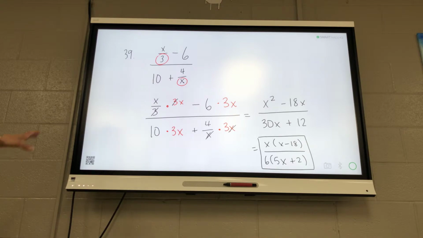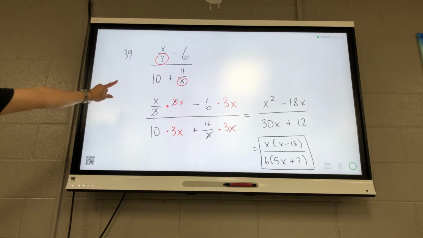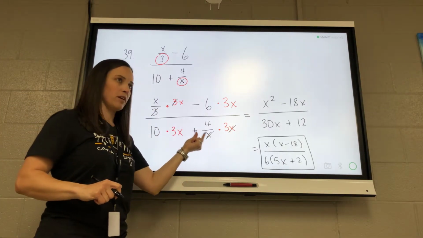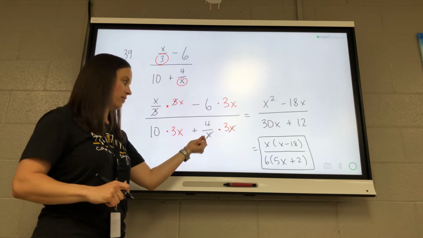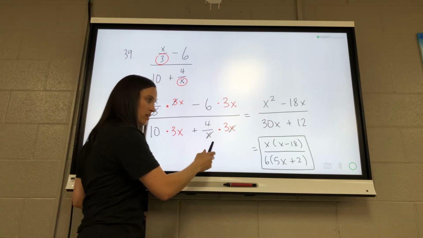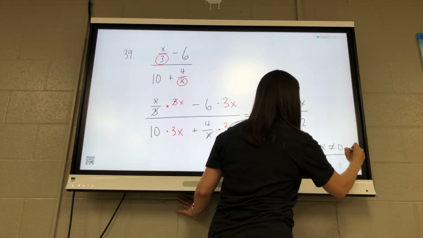Do you see any restrictions that happen because we cancel things? No. X can't equal 0. Anytime there's a variable in our denominator that gets canceled, we have to set that equal to 0. So there is an x here, we have to set that equal to 0, so our restriction is x cannot equal 0.